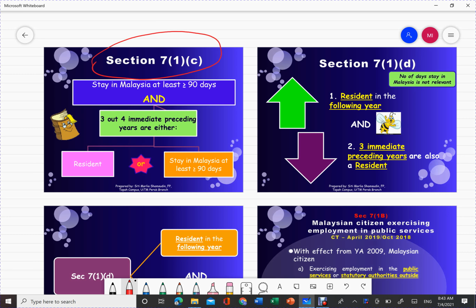Today I will be explaining how an individual can be a resident by virtue of Section 71C. Under Section 71C, that person will be considered a resident in Malaysia if the number of days of stay in Malaysia for that particular year is at least 90 days, and in 3 out of 4 immediately preceding years, he is either a resident or stayed in Malaysia at least 90 days.